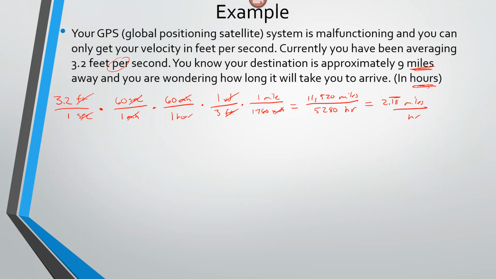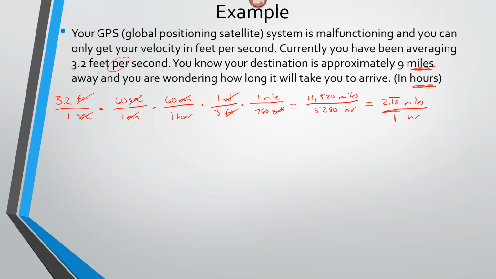Okay? So that's cool, but not what it asked for, right? It's asking us for a unit. It is just in hours. We somehow need to get rid of this miles here. Now, there is a formula for this, but if you didn't know the formula, let's just look at what you might do, okay? So we have 2.18 miles and we have 1 hour here. We want to get rid of the miles. We know there are 9 miles to our destination.